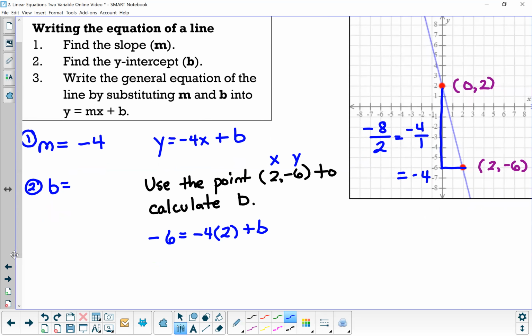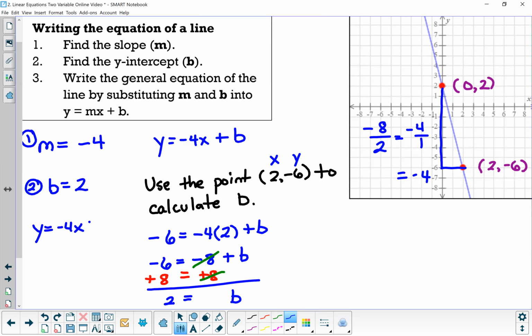All right, now I'm going to solve for b. So I simplify, I get -6 equals -4 times 2 is -8 plus b. All right, I'm going to add 8 to each side. So I get 2 equals b. So now you calculated that b was 2. So we can write the equation y equals -4x plus 2.